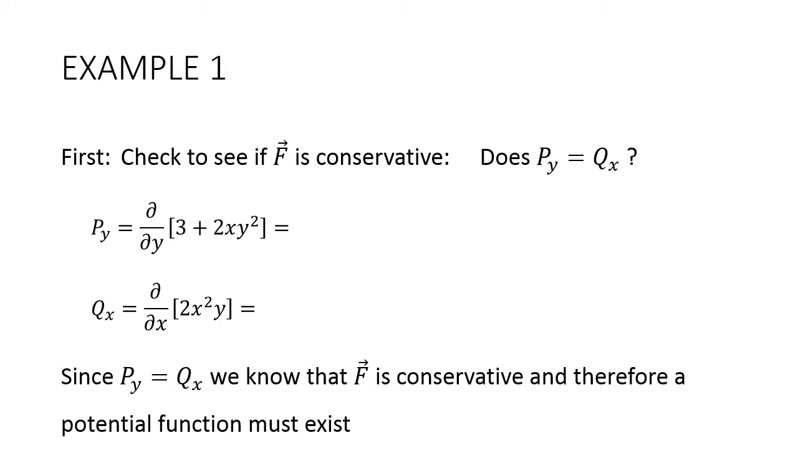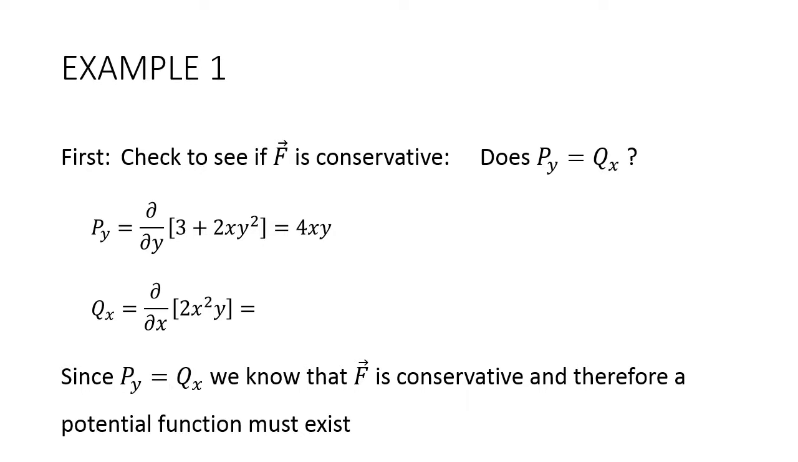So P partial y, take that derivative with respect to y. Well, the derivative of 3 is nothing, goes away. And when I take the derivative of 2xy squared, the 2x is a constant, I can factor that out. And then the derivative of y squared is 2y. So 2x times 2y is 4xy.